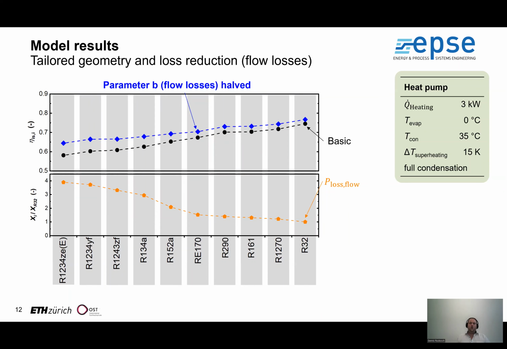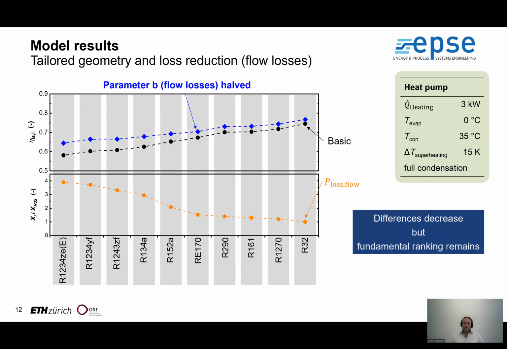If we decrease the flow losses by 50%, we see that some refrigerants benefit more than others. And these refrigerants here have larger flow losses, and therefore they benefit more when the flow losses are decreased. However, even though the differences from the best to the worst refrigerants are decreased, the isentropic efficiencies are still different, and the fundamental ranking remains.